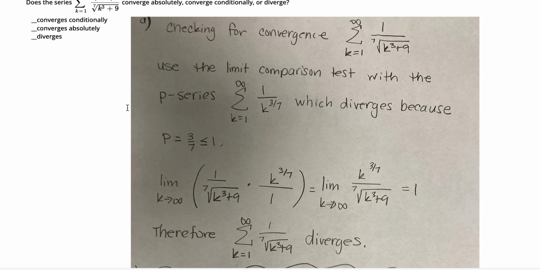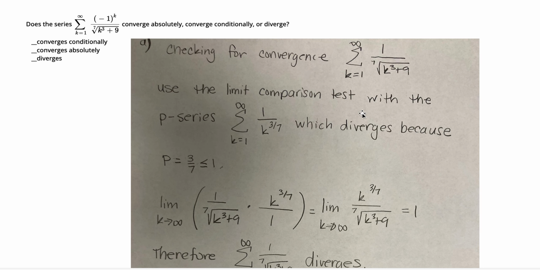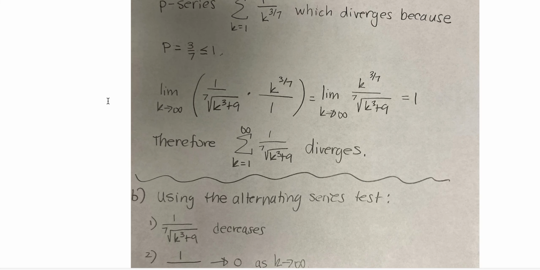Now, if this series here converged, then I could say that this converged absolutely, because when I add up all the positive values of these terms, and they converge, then that would be that it converges absolutely. But because it only converges when you have the negatives in here, then it only converges conditionally. So hopefully that helps.